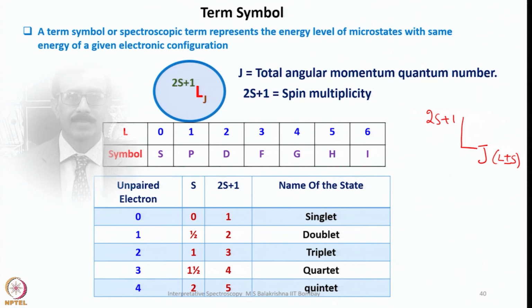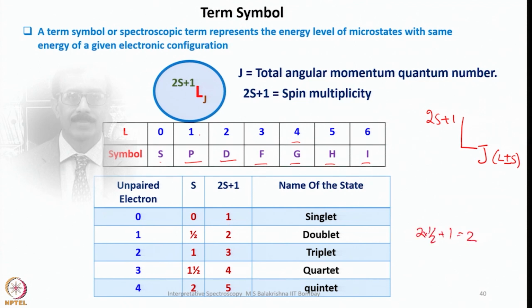Depending upon the L values, we have to give these symbols for terms. When L equals 0, S; L equals 1, P; L equals 2, D; L equals 3, F; L equals 4 is G; L equals 5, H; and L equals 6, it is I. J is excluded in term symbols because we are using J for the total angular momentum quantum number. And for unpaired electrons, for example, if 0 are there, 2S plus 1 will be 1, and if 1 is there, spin half, it becomes 2S plus 1 equals 2.